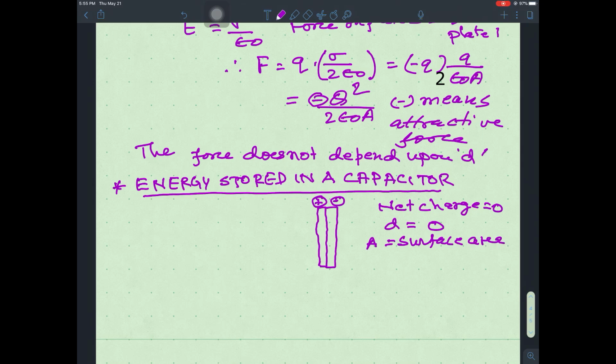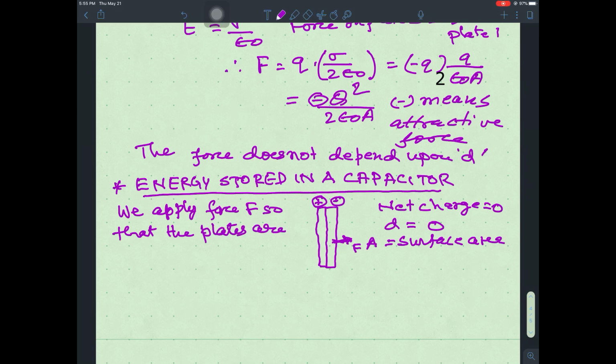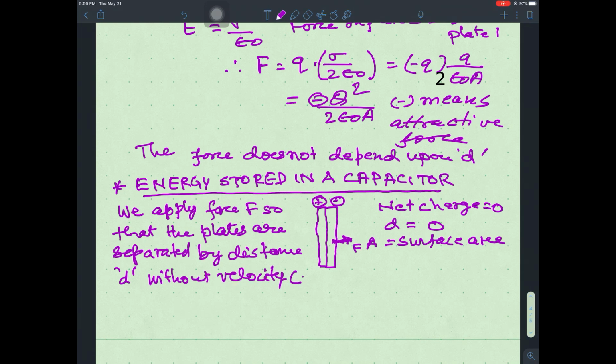Separation D is equal to 0, and A is the surface area of the plates. Now we apply a force F on the plate so that the plates are separated by distance D without imparting velocity. Without velocity means very slowly.